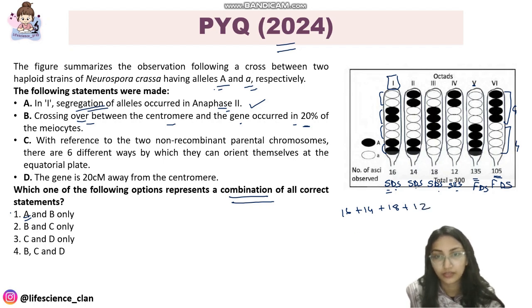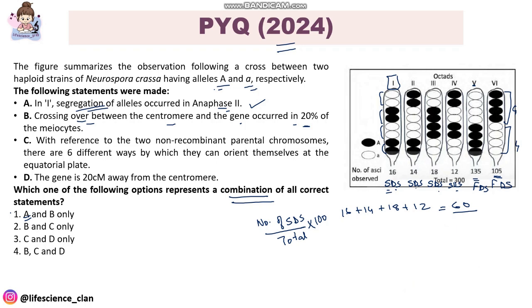So we need to get a percentage. So it will be number of SDS upon total number into 100. So this total will come up to 60. We will divide it by the total which is given to us, 300. 60 upon 300 into 100, and the answer will be 20%. So this option is also correct. So option A is correct. Statement B also is correct. So that is why we can choose option 1.